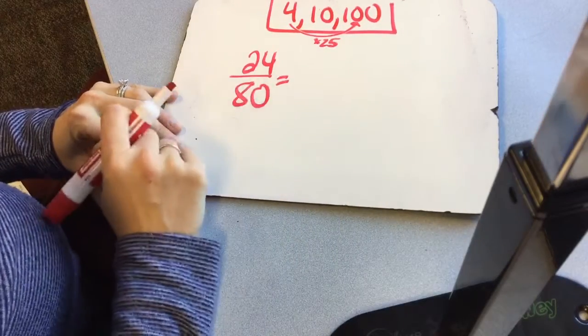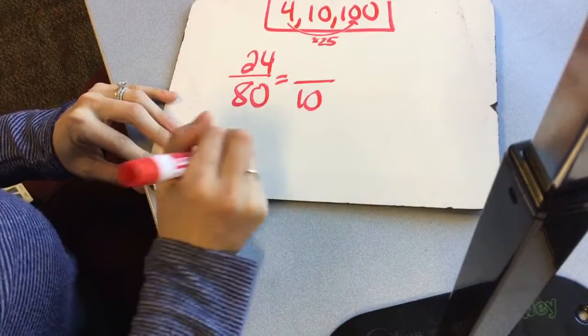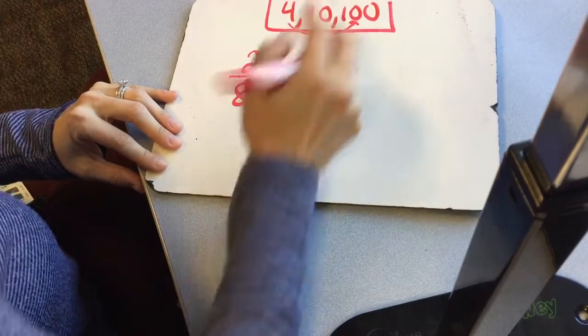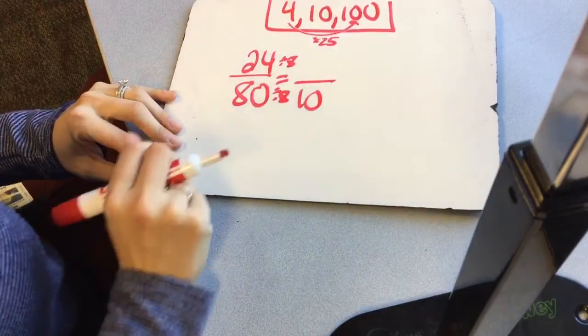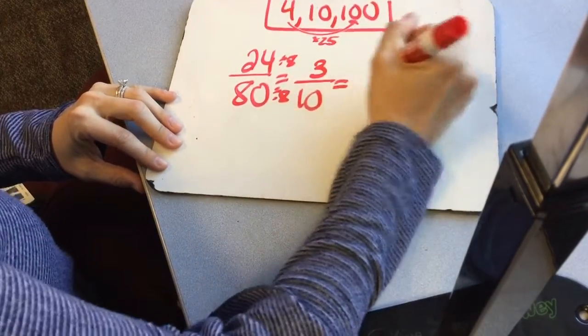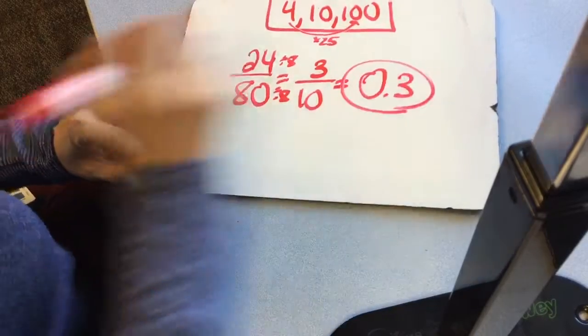A little bit harder ones would be ones that have a multiple of 10 on the bottom. If it's a multiple of 10, we're going to change it to a 10. Now these ones I'm going to need to divide. So 80, I divided by 8 to get a 10. So on the top, I'm also going to have to divide by 8. 24 divided by 8 is 3. I have 3 tenths now, which I can easily change to a decimal.